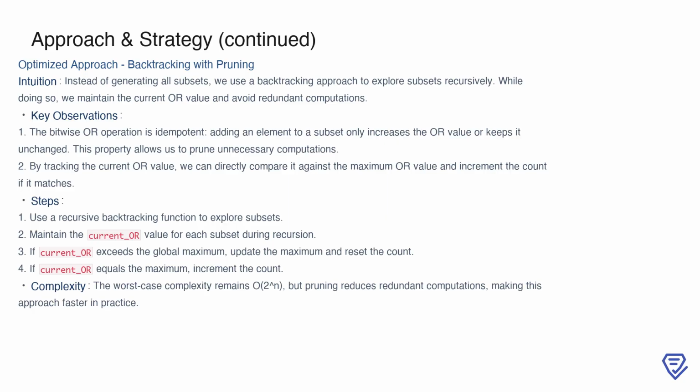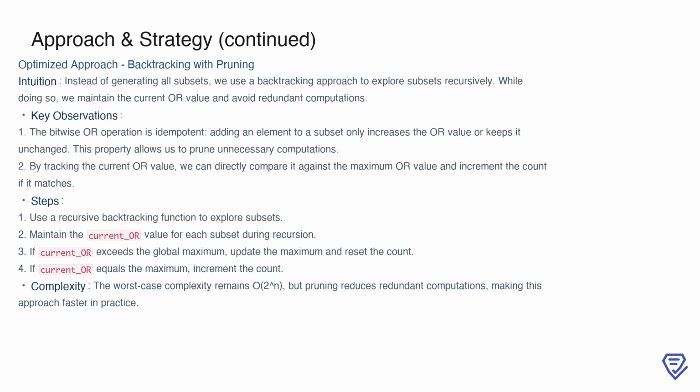The key insight is that Bitwise-OR is idempotent, meaning adding an element to a subset either increases the OR value or leaves it unchanged. This property allows us to prune certain recursive branches when further exploration won't yield any new results. As we recurse, we keep track of the current OR value for each subset. If this value exceeds the global maximum, we update the maximum and reset the count to 1. If the current OR matches the global maximum, we increment the count.